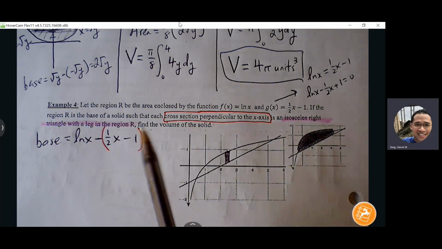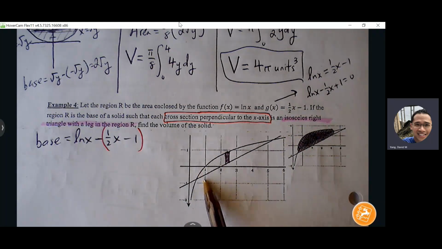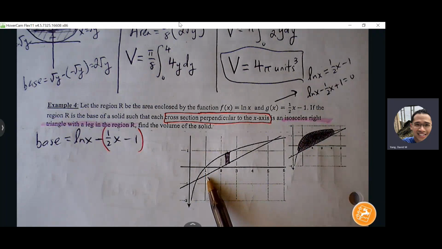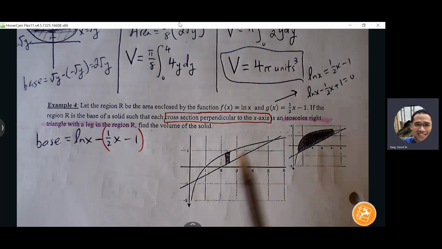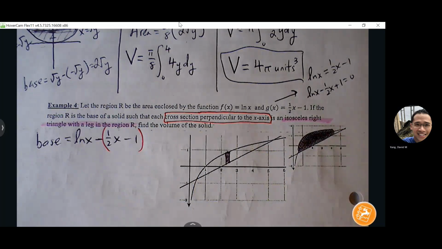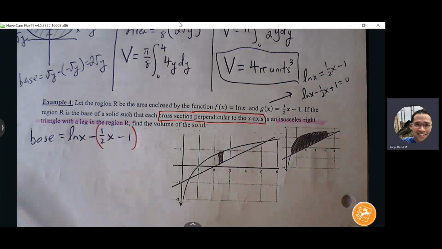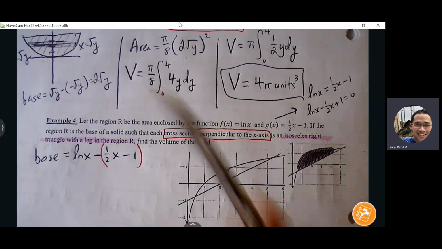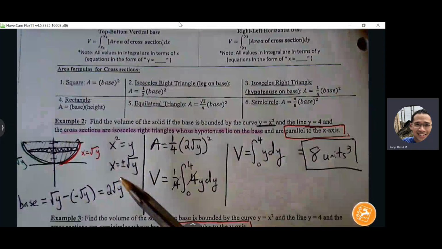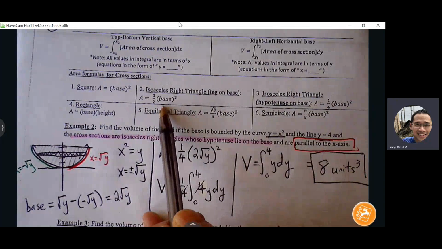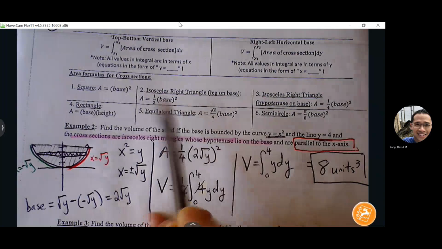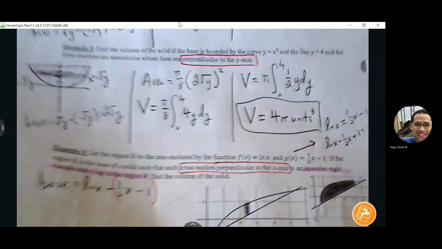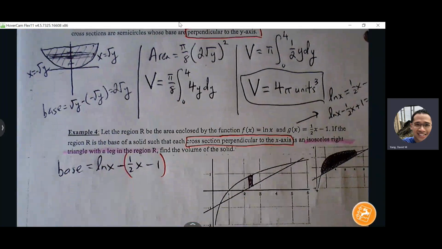Okay, so for intersection, you're going to graph both of them. You're going to use second trace intersect. You're going to pick points around your first intersection, and then it should be able to get those x values. Okay, once you build your base, isosceles right triangle with a leg on the base, we're going to use this 1/2 base squared, and then our volume with the bounds in place.